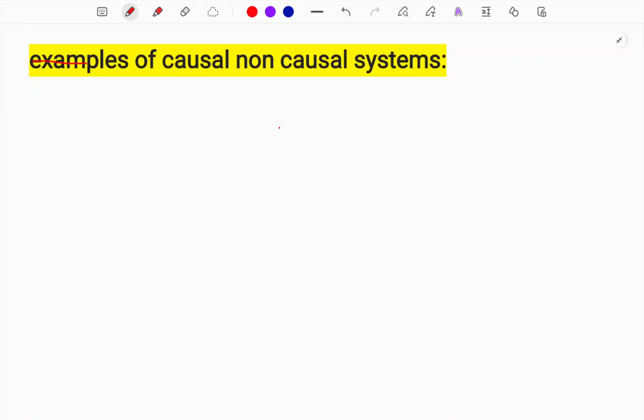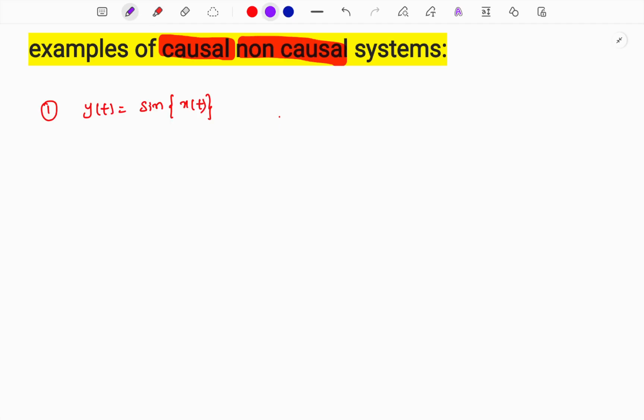Examples of causal and non-causal systems. Causal systems and non-causal systems. Some example problems we will see.